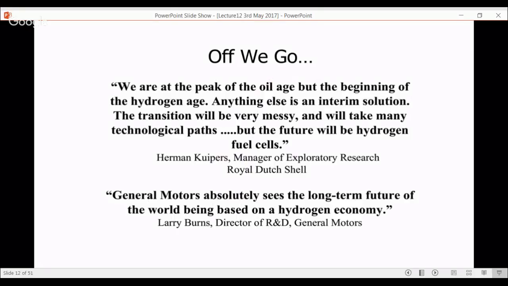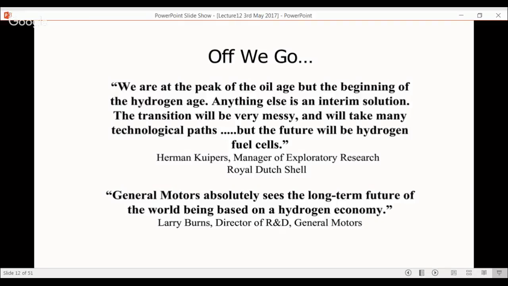So we are at the peak of the oil age, but the beginning of the hydrogen age. Anything else is an interim solution. If we say natural gas or coal, or all of them, they are only for a period, like the petrol or diesel, or the crude oil. It will also last for a time. The transition will not be very easy. It will be very messy, because we have established an oil-based economy.